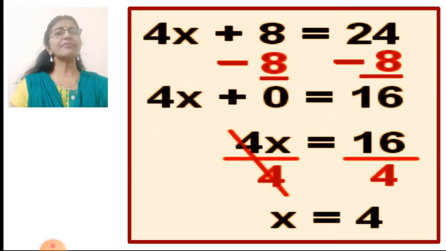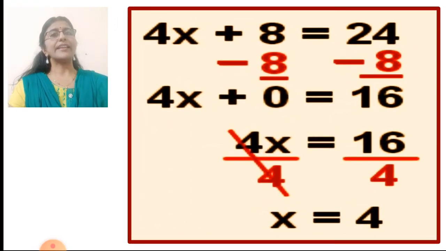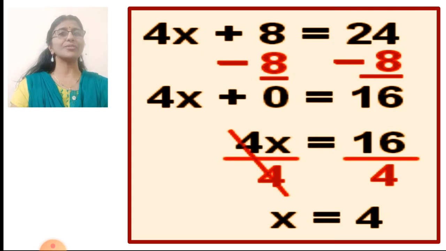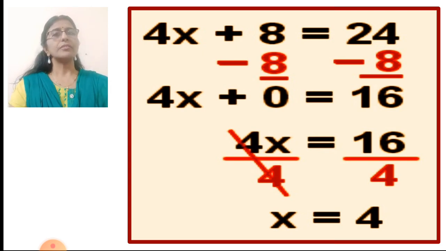In the last session we have learned to solve equations in this way. 4x plus 8 is equal to 24. So to remove this positive 8, we have to subtract 8 on both sides of the equation. So it will be 4x plus 8 minus 8 is equal to 24 minus 8. So you will get the new equation as 4x plus 0 is equal to 16, or you can write 4x is equal to 16.